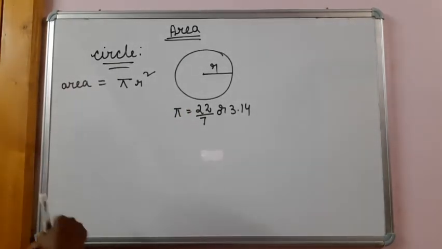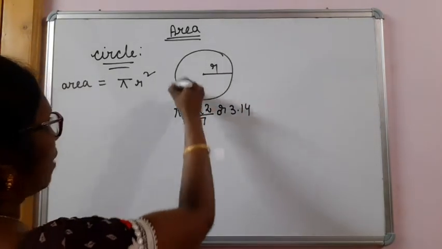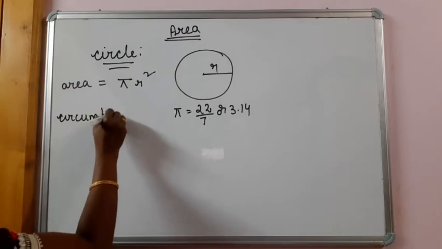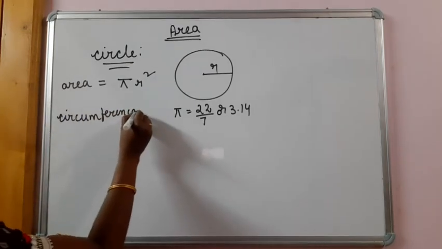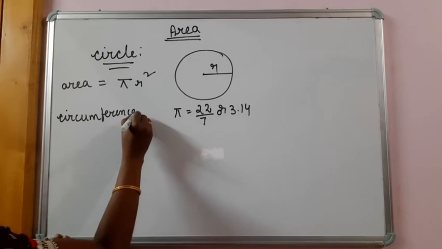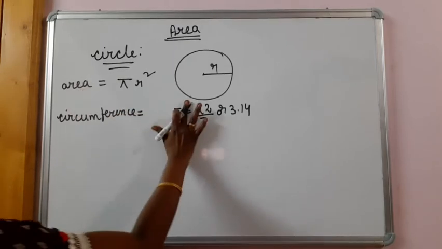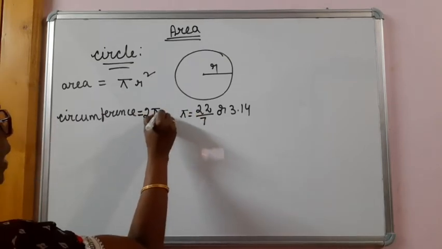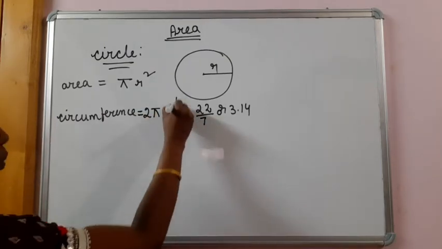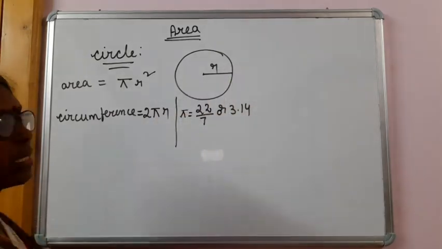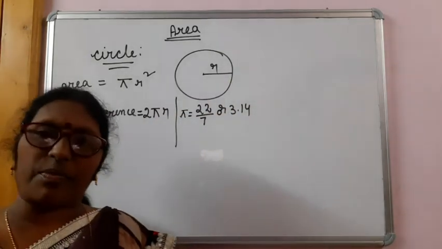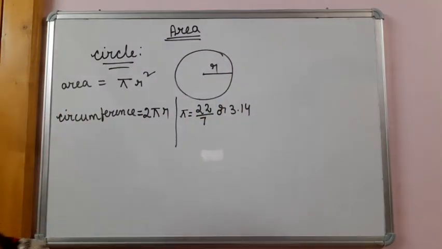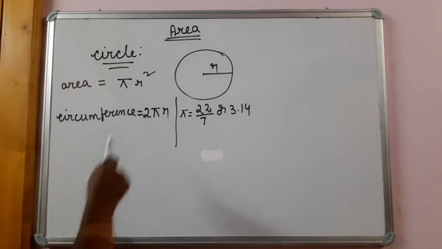And for the circle, instead of saying perimeter, we use the word circumference. Okay? Circumference of a circle is equal to 2 pi r. 2 into pi into radius gives you the circumference of the circle. That is, the total length of the boundary of the circle is called the circumference of the circle, 2 pi r.